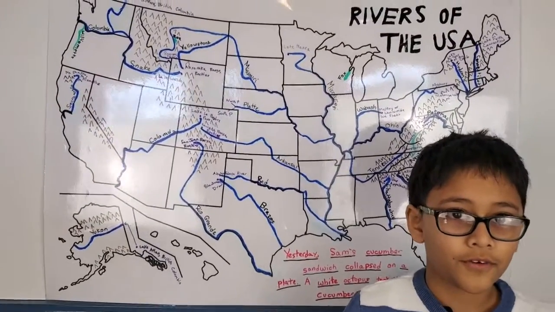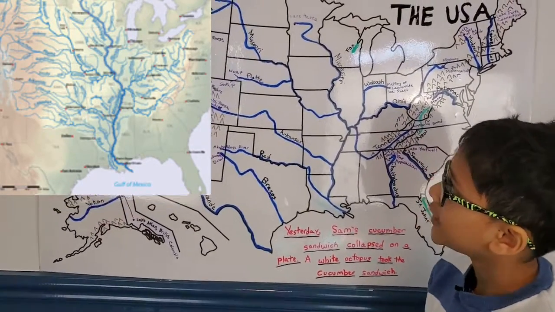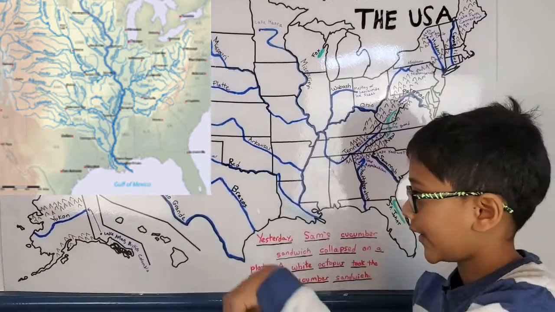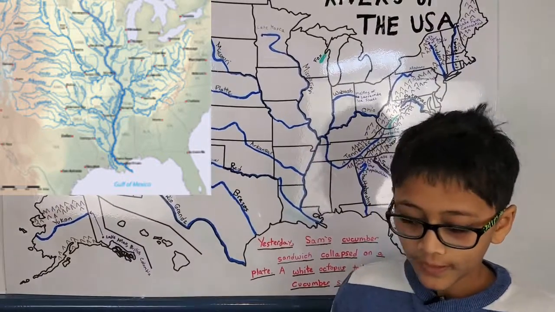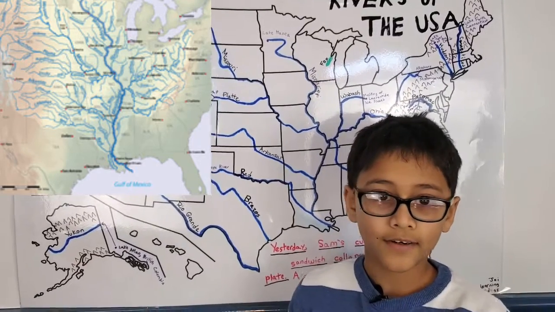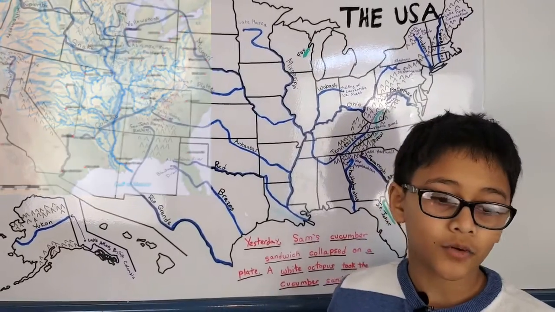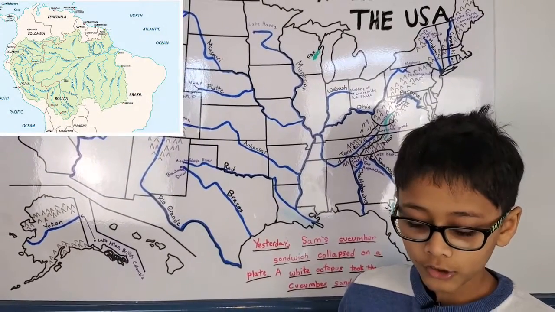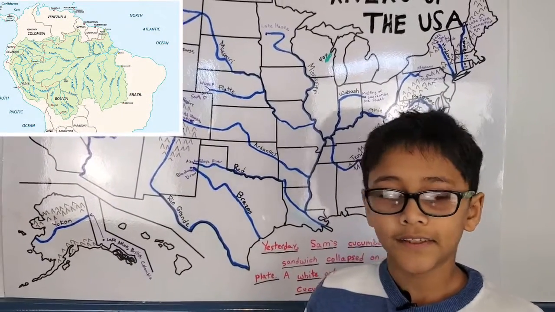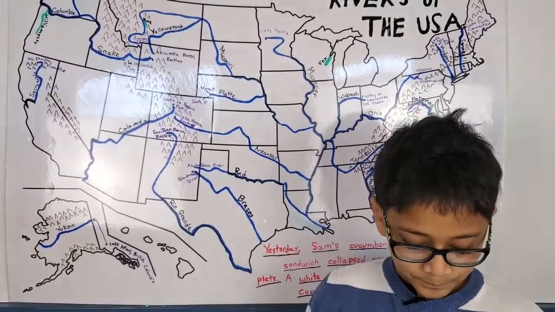Our third fact is that the Mississippi and Missouri River system, so all of its tributaries and everything, is the second largest river system in the world. It is the largest river system in North America. The largest in the world is the Amazon River system in South America.